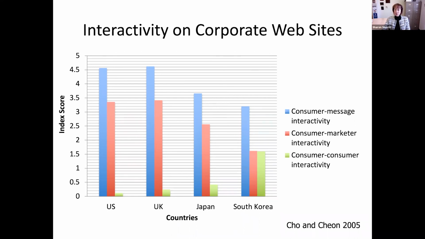And what they find is that consumer message interactivity and consumer marketer interactivity, the blue and the red bars here, were more prevalent in the websites of top national advertisers in the West, advertisers like US, UK, Japan, and South Korea. On the other hand, consumer interaction was things like user group communities, electronic postcards, and online chatting with other consumers. Okay, and for that, the green bars, those were more prevalent in South Korea and Japan compared to the US and UK. In other words, everyone had the consumer message and consumer marketing interactivity features, but features that connected consumers to each other were more prevalent in South Korea and Japan than in the UK and the US.